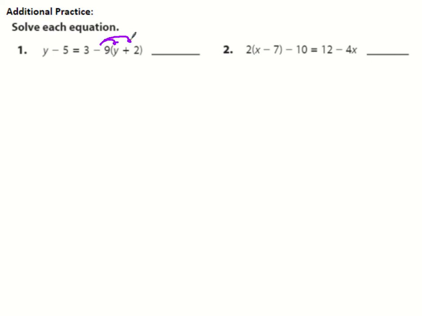So I'm going to distribute. I'm going to keep the sign with the 9. So I'm going to treat this like a -9 because it looks like a -9. I know it looks like -9, but I'm going to treat it like a -9. So I'm going to distribute -9 to everything. So that's -9y minus 18. And I'm going to bring down my y minus 5 equals 3 minus 9y minus 18.